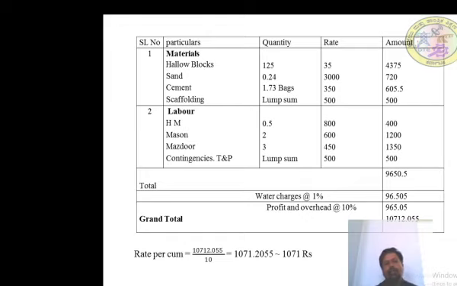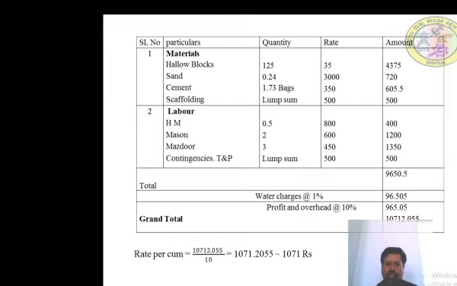Labor cost: head mason 0.5 numbers, mason 2 numbers, mazdoor 3 numbers. So rates are 800, 600, 450. So calculate the multiplication: 0.5 number into 800, 400 rupees. Mason 2 numbers into 600 rupees, 1,200 rupees. Mazdoor 3 numbers at 450, 1,350. Contingency in tools and plants lump sum 500 rupees. Total 9,650 rupees 50 paisa.